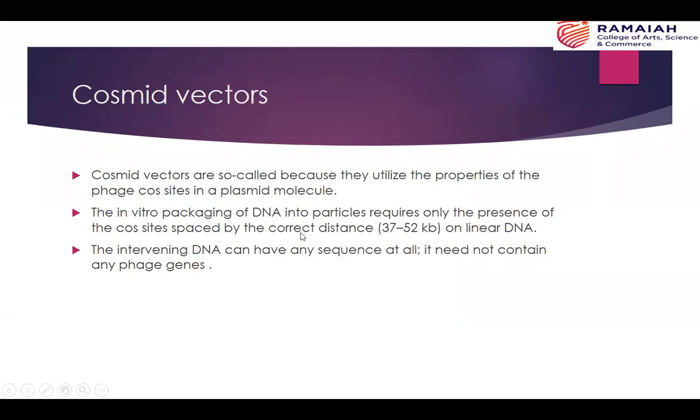And you should be able to recollect the properties of these bacteriophage vectors. While in vitro packaging of DNA into phage particles, it requires the presence of these cos sites, and these cos sites should be spaced by the correct distance, and the distance between these cos sites should be 37 to 52 kb on a linear DNA. So having the cos sites at both ends of linear DNA, if they are the right distance apart, then packaging of the virus particle can take place, and the intervening DNA sequence, that means the in-between sequence, could be anything. It need not be any phage genes at all. So these are the properties based on which these cosmid vectors have been developed.